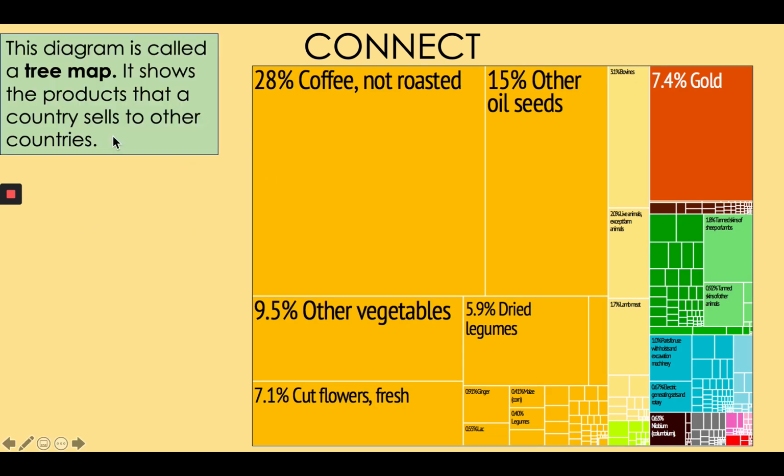Here is a diagram called a tree map. It shows the products that a country sells to other countries. This is Ethiopia's tree map. Ethiopia is an LIC in East Africa. Answer the questions that I show you based on this tree map.